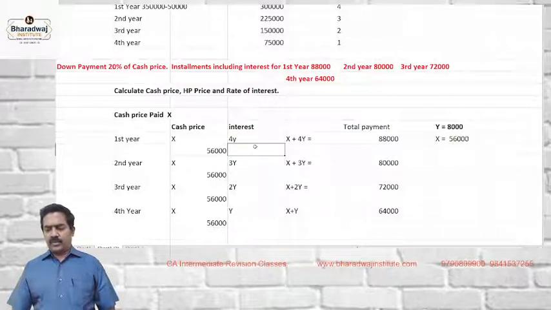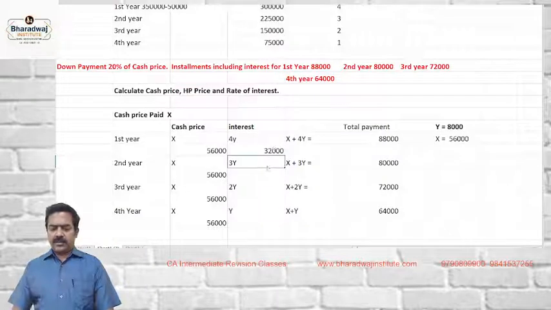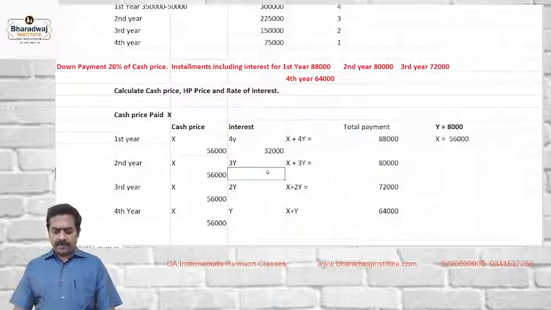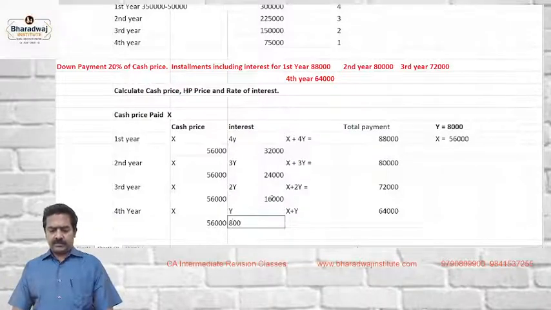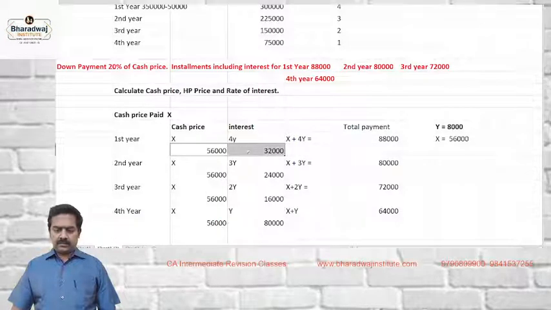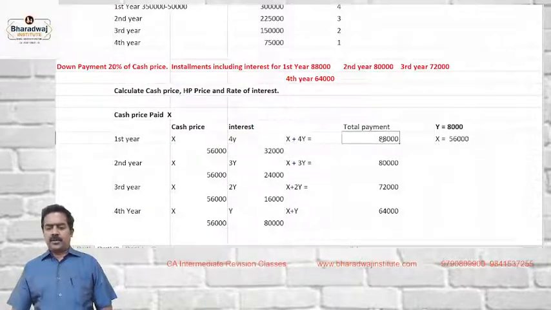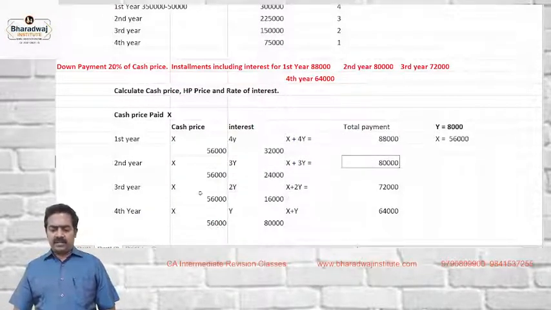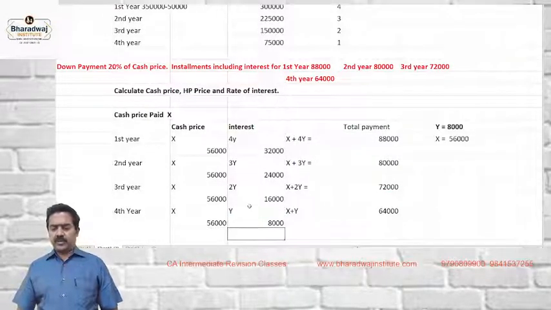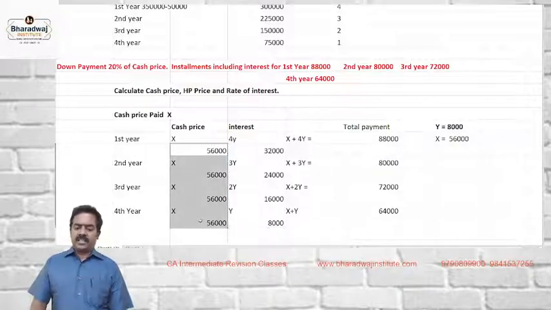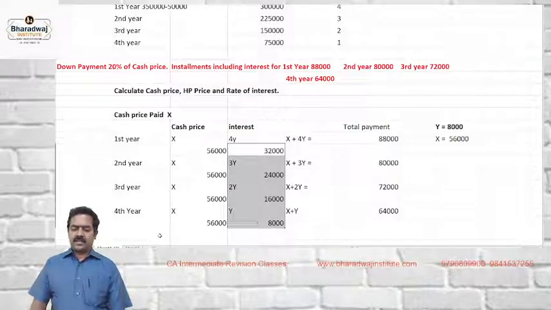Four into 8,000 is 32,000. 56 plus 32 is 88. 3y is 24,000. Like that you can work out and cross check also. 56 plus 24 is 80, 56 plus 16 is 72, and 56 plus 8 is 64,000. So we got the cash price plus interest.